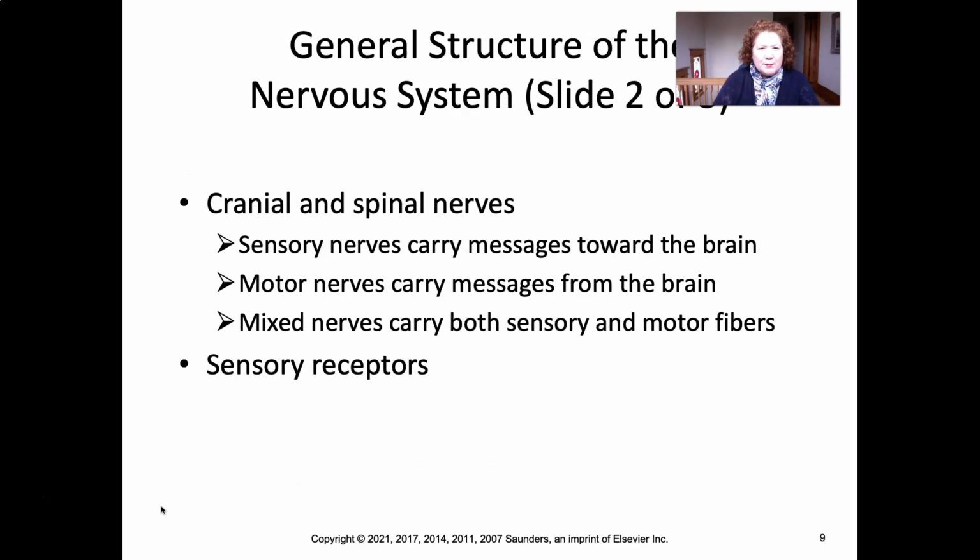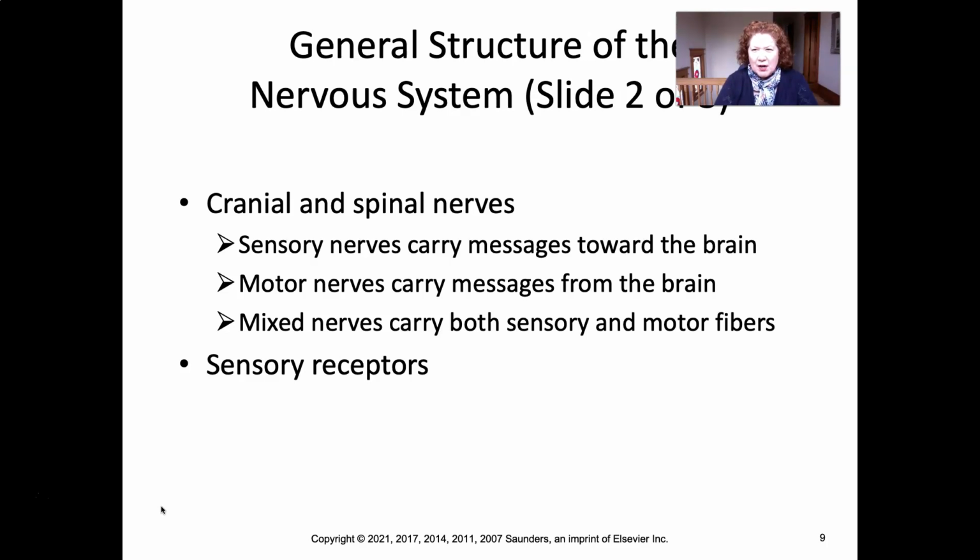Your cranial and spinal nerves have three kinds of nerves. So be thinking about this. Cranial and spinal nerves, they have sensory nerves, and they carry messages toward the brain. So they sense things, and then they take the message to the brain. Your motor nerves, on the other hand, are coming away from the brain with messages from the brain that are being taken somewhere to do something with.